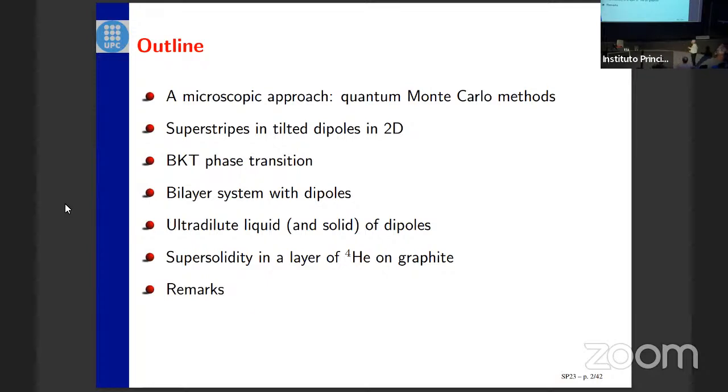And as I will comment also, I will show you that you can even get solid phases, which is even more strange, using dipoles in a multi-layer geometry. If I have time, I will also comment about helium, but helium on graphite, which is a very rich system. And I will show you that even in that case, which is a 2-dimensional system, we see some supersolidity in the system.